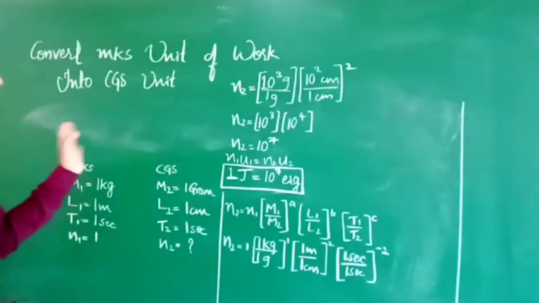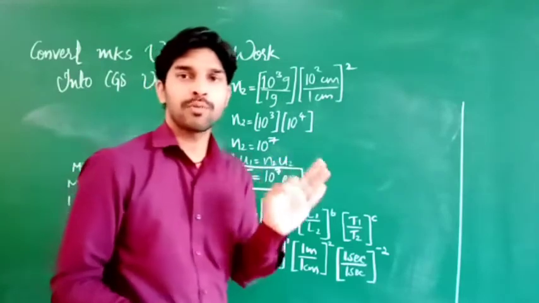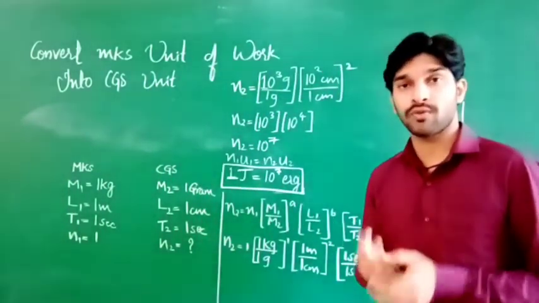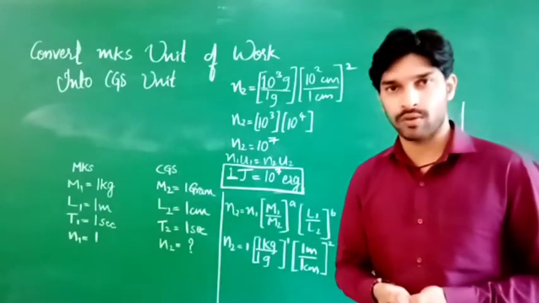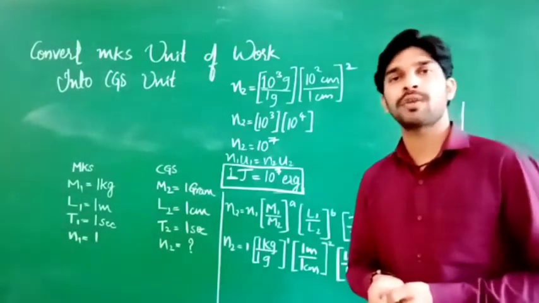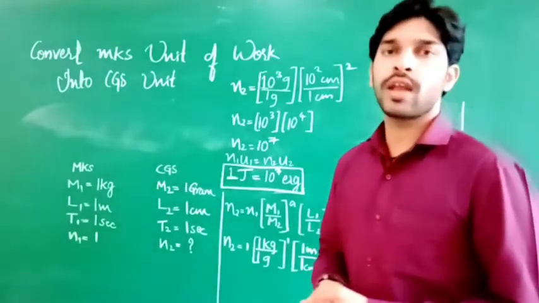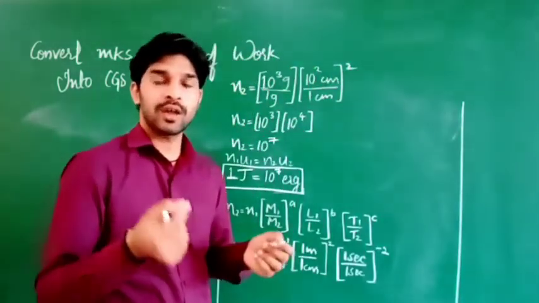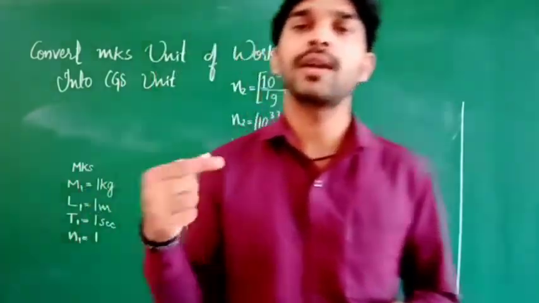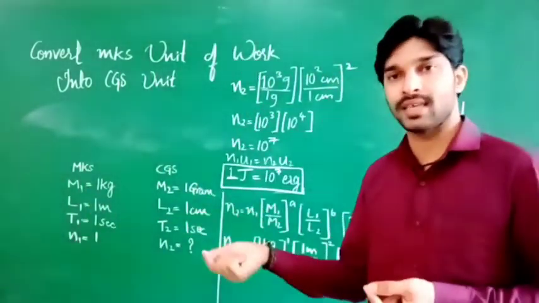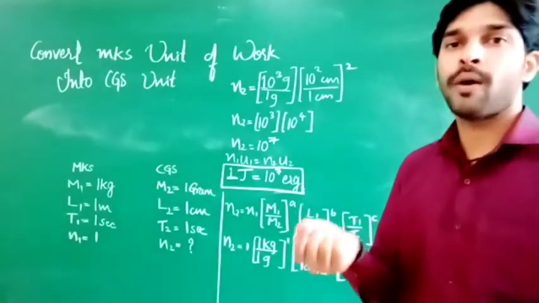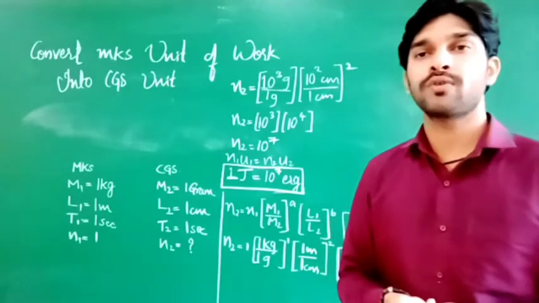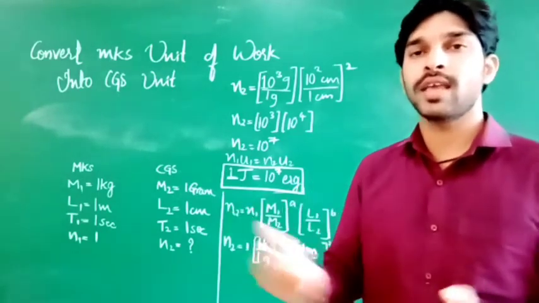First step, what should we take? The dimensional formula for the given physical quantity. Our given physical quantity is work, and for work we have already calculated the dimensional formula. Once you have calculated the dimensional formula, next we should treat the powers of M, L, T as a, b, c. Power of M as a, power of L as b, power of T as c.